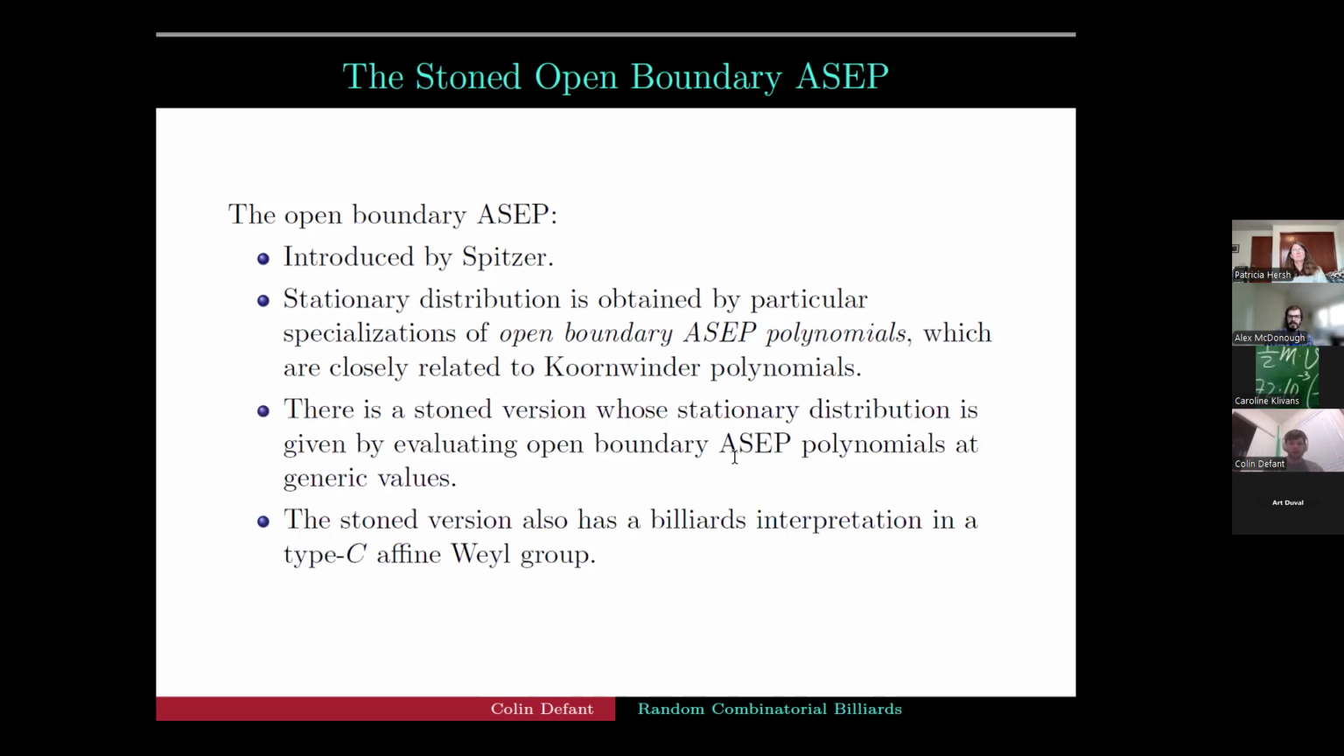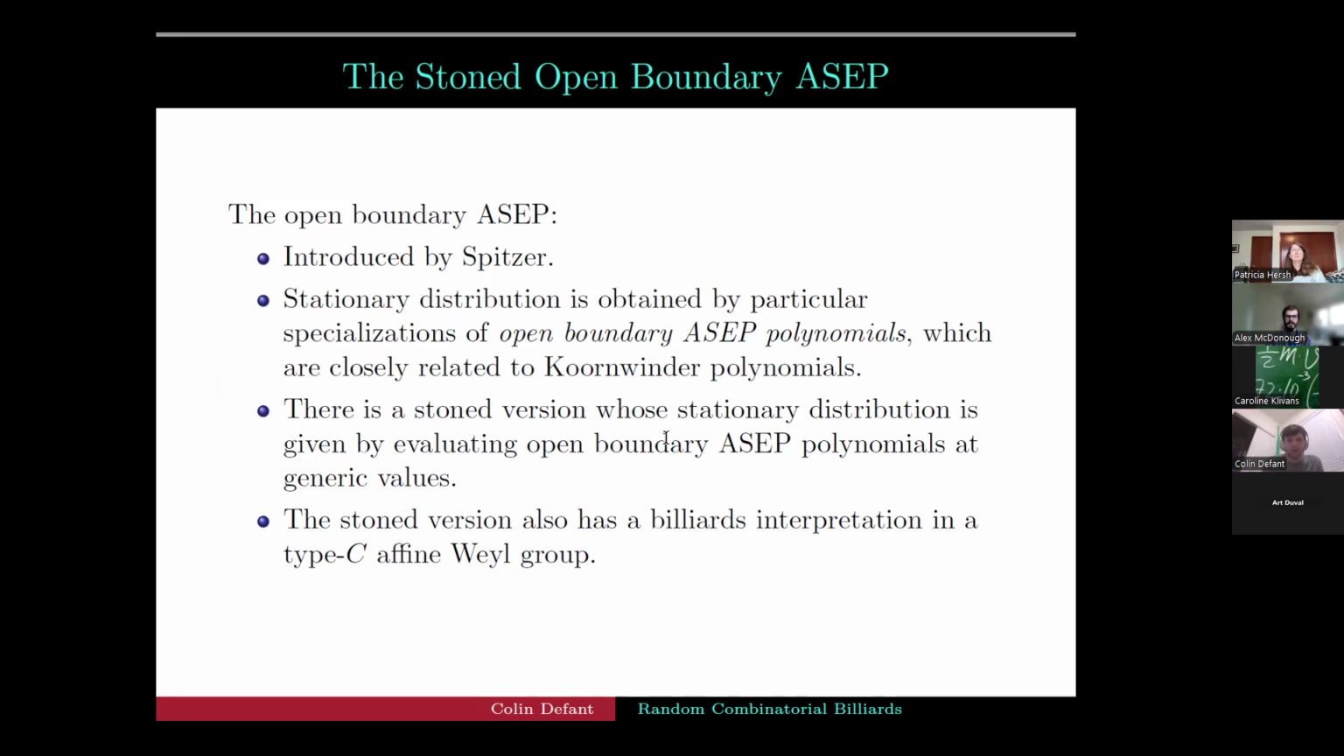And so again, I defined a stoned version of the open boundary ASEP, and I showed that you get the stationary distribution by plugging in generic values instead of this particular specialization. And this also has a Billiards interpretation, except now instead of projecting from the affine symmetric group to a torus, we project from an affine Weyl group of type C to a torus. So it's sort of like a type C version of the Billiard stuff that I was talking about earlier.